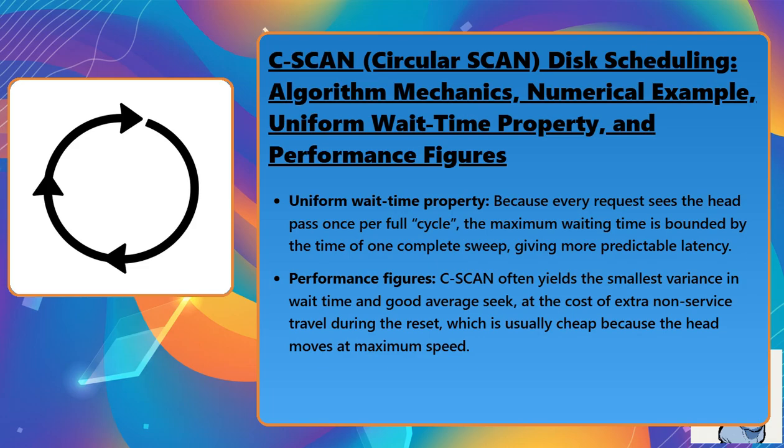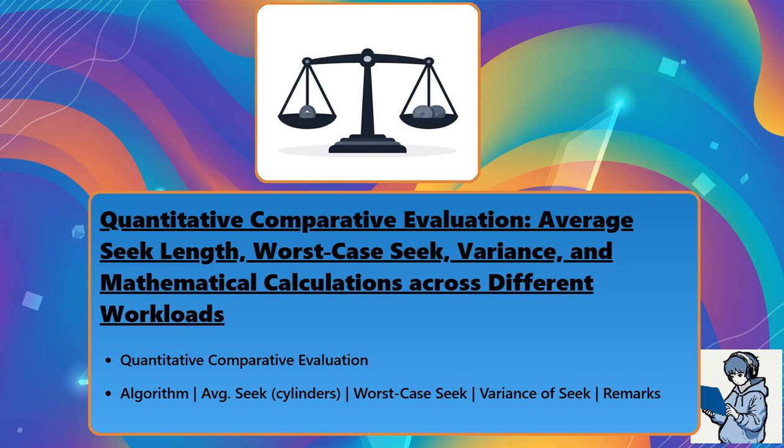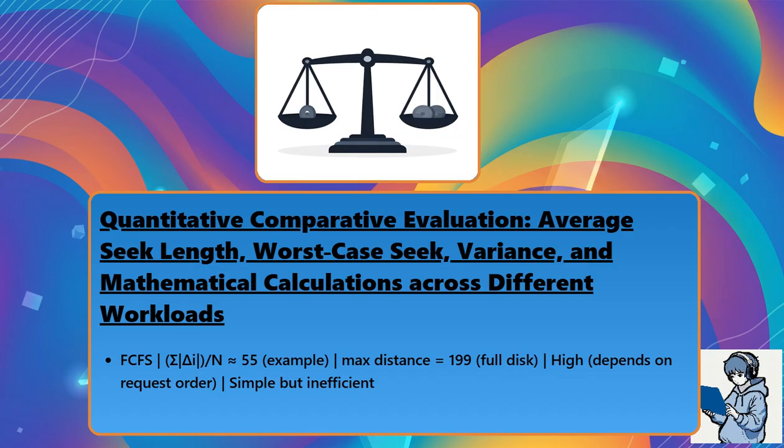Performance figures. C-SCAN often yields the smallest variance in wait time and good average seek, at the cost of extra non-service travel during the reset, which is usually cheap because the head moves at maximum speed. Quantitative comparative evaluation. Algorithm, average seek in cylinders, worst case seek, variance of seek, remarks. FCFS, average seek approximately 55, max distance equals 199 full disk. Variance high, depends on request order. Remarks: simple but inefficient.